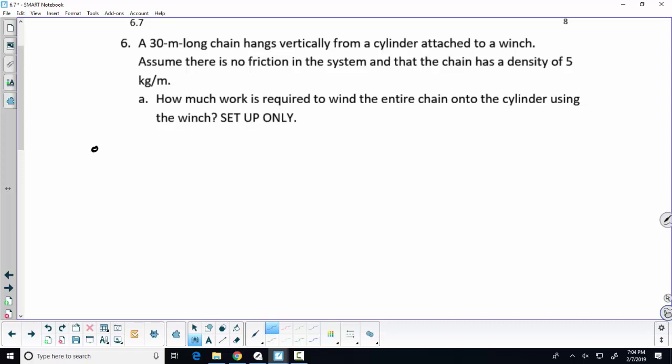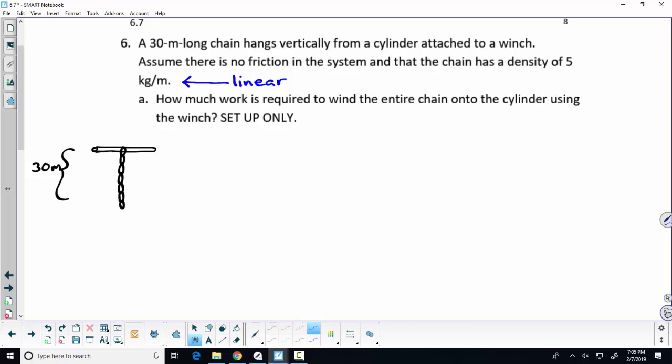Maybe you have this kind of situation here. Chain. What is it, 30 meters? And we're given the density of the chain, but notice the density isn't like a mass per volume. What we're given here is a linear density, not like an area or a volume.